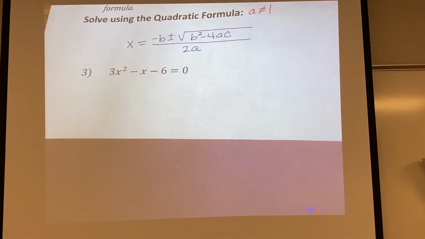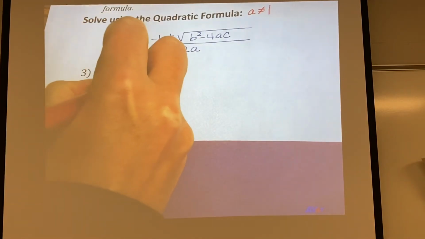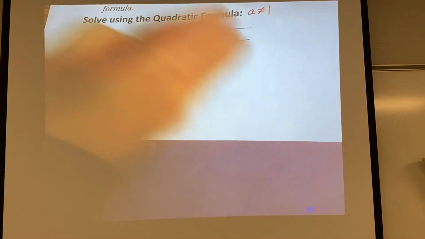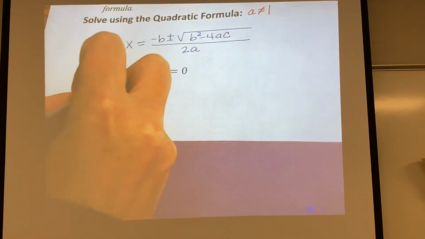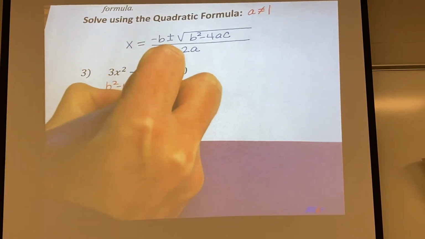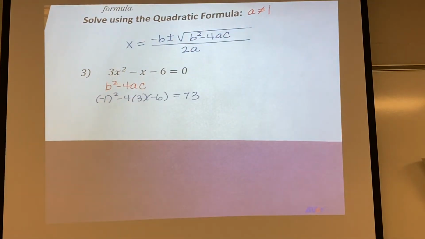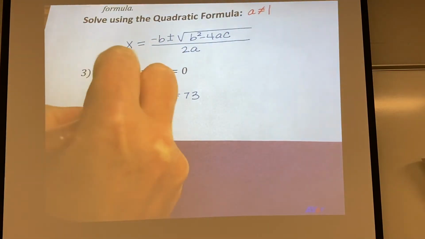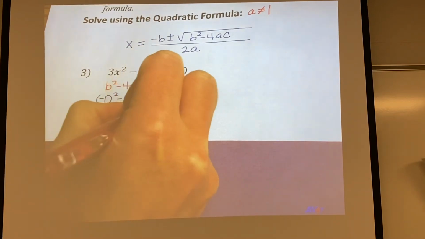When you're using the quadratic formula, I always recommend starting with the discriminant. The discriminant is b squared minus 4ac. So if you do that part first, we substitute the values in. So we would have negative 1 squared minus 4 times 3 times negative 6, which gives us 73. A positive number telling us that we're going to have 2 answers. Since it's not a perfect square though, there will be some ugly answers.